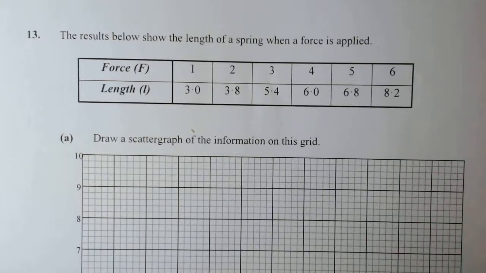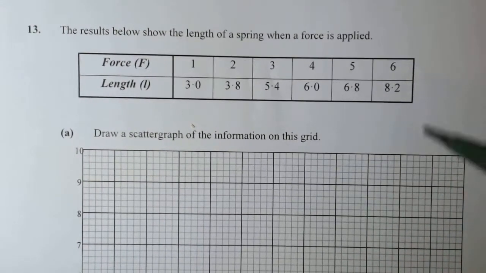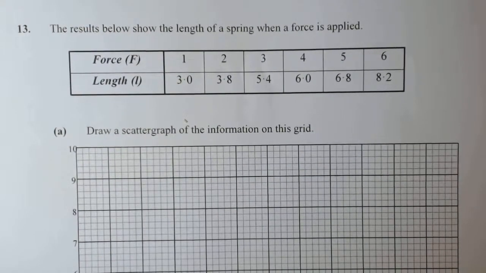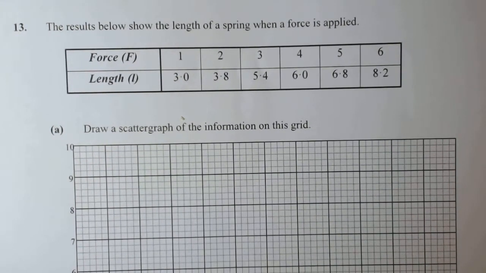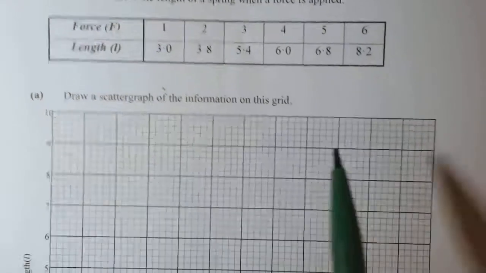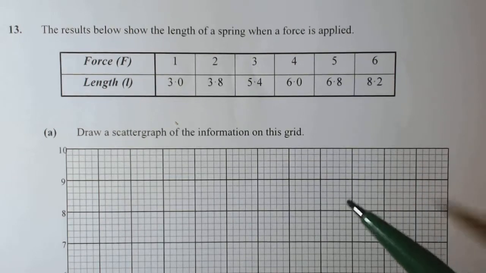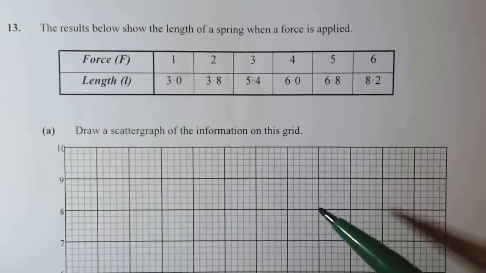Right, so here's a scatter graph, okay? What you always get is a table of data and then you just draw the graph. So it's not too bad, right? What you've got here is showing you a spring when a force is applied. Think of a wee spring and you apply a force. You might do that in physics.